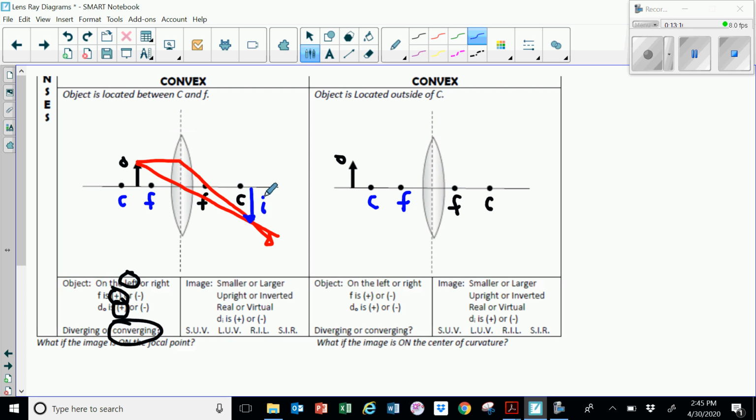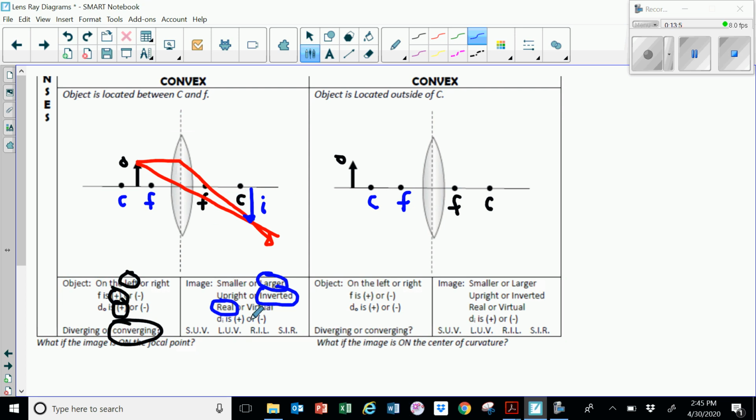This is the image. For this one, the image is larger than the original object. It's inverted, it's upside down. And you could project this image on the screen. This image is real. This is kind of how a movie would work. In other words, this would be the film, and this would be the screen.